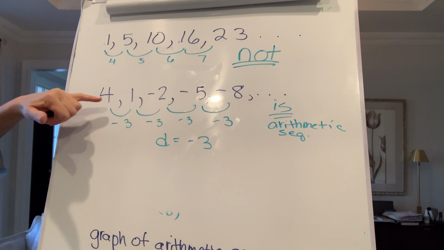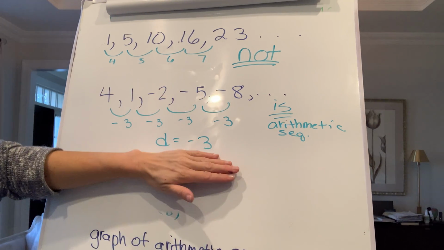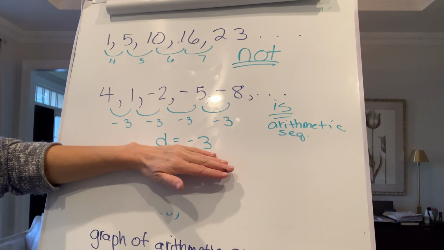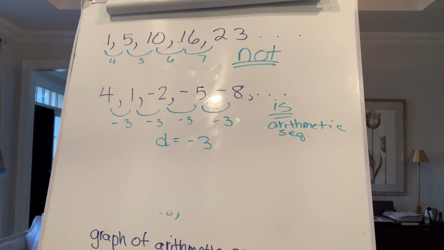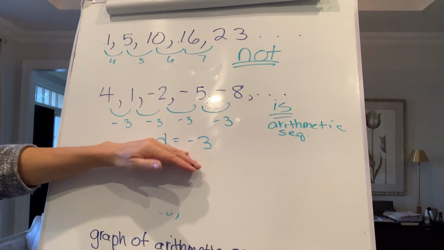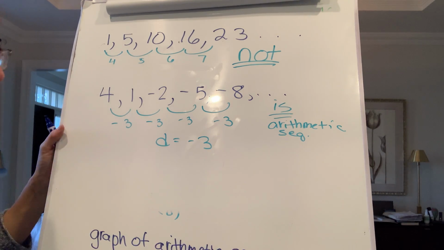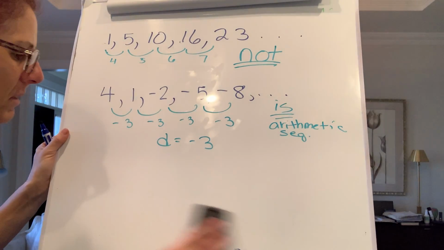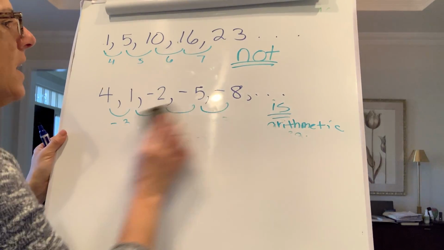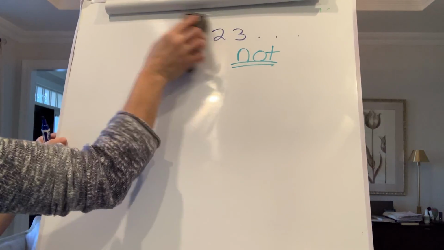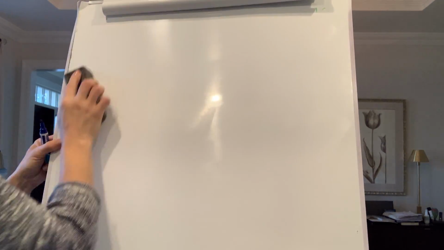So notice that if I have something that's decreasing, I'll have a negative d, and in the example I gave before, when it was increasing, we had a positive d. All right, as I told you yesterday, if we can recognize that it's an arithmetic sequence, it falls into a pattern where it's very easy to write its rule.